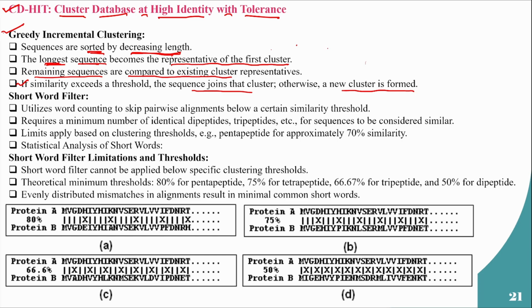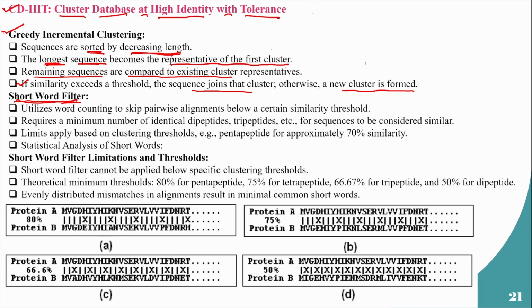So the exact alignment procedures will take longer. Now, to circumvent that, the CD-HIT program uses something called a short word filter. What this short word filter essentially means is that, let's say you have two sequences.